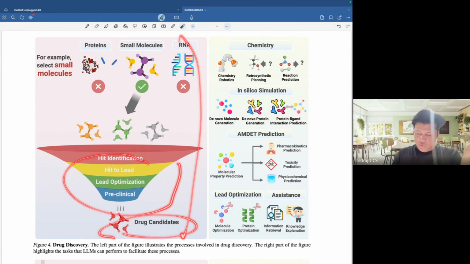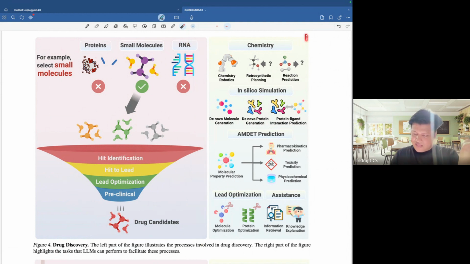So when you go through this, you can see there is a chemistry in silico simulation, you have ADMET prediction, and then you have lead optimization, right? In the first stage, where you are doing the chemistry part, you have chemistry robotics, or retrosynthetic planning, you have reaction prediction, right? This is where you have the chemistry. So once you are able to do this, you use ChemCrow or these kinds of models to do the reaction prediction. And then you have in silico simulation.